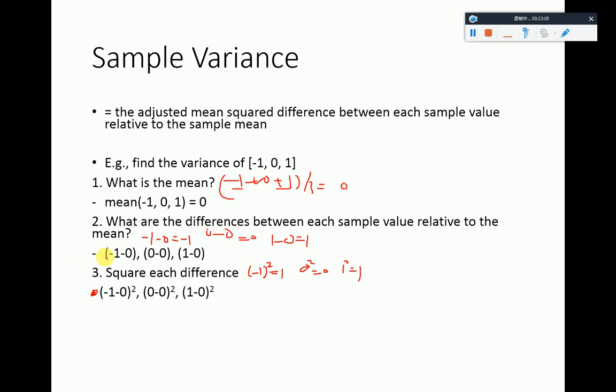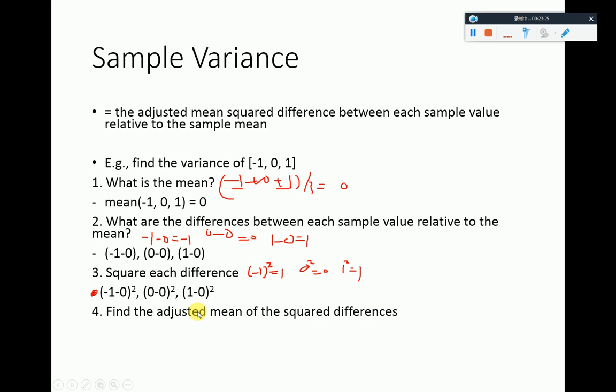Oh, it's the dash. All right. Anyways, just so you know, there should not be any negative sign in front of it. The last step is to find the adjusted mean of the squared differences.